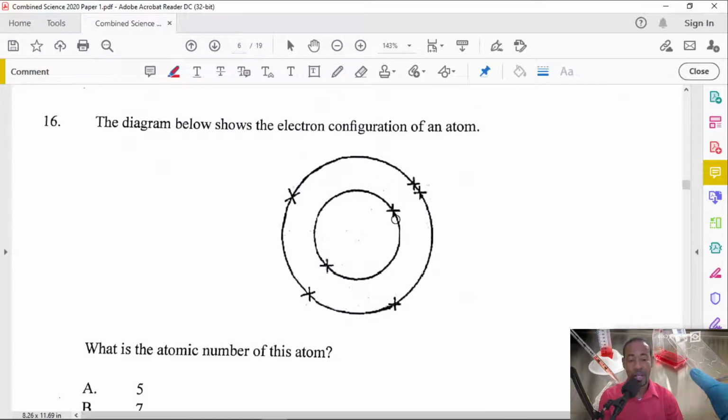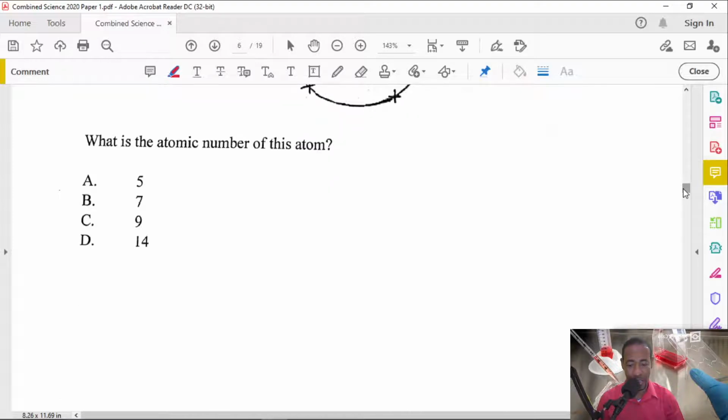So let's count the number of electrons. Here we have 2 on the first shell, and we have 5 on the second shell. So that's 7 electrons in total. Therefore, if there are 7 electrons, there must be 7 protons as well, which means the atomic number is 7. All right, so awesome. So that is option B for that question there.